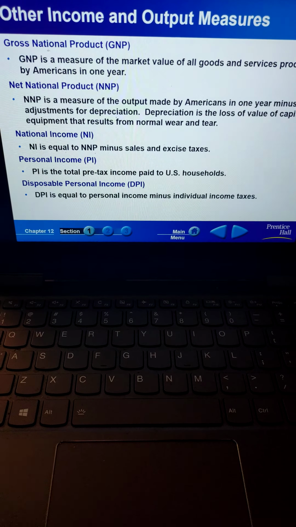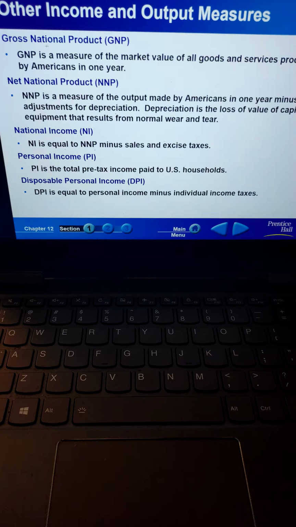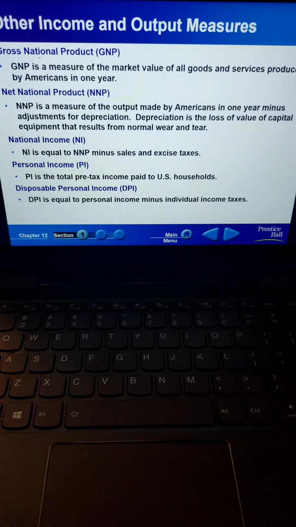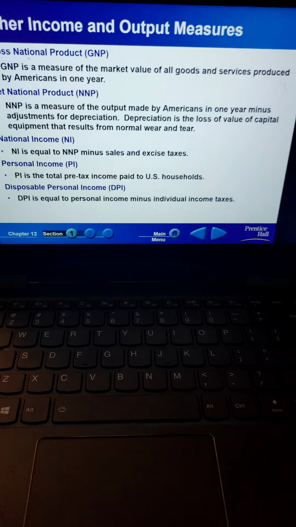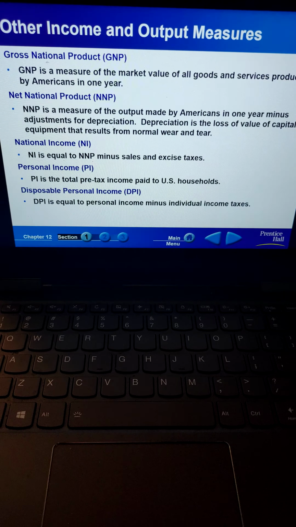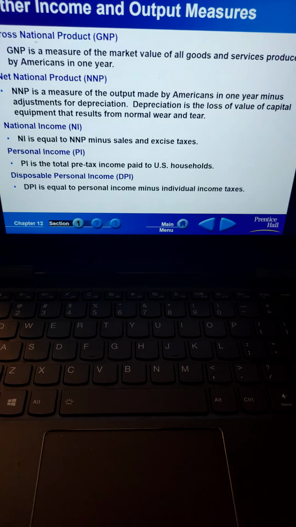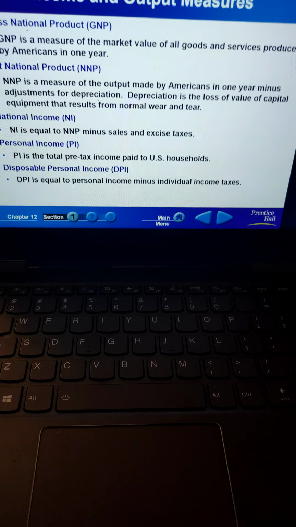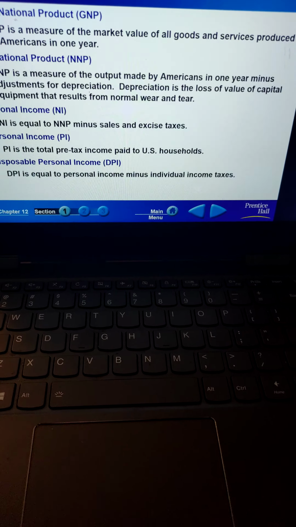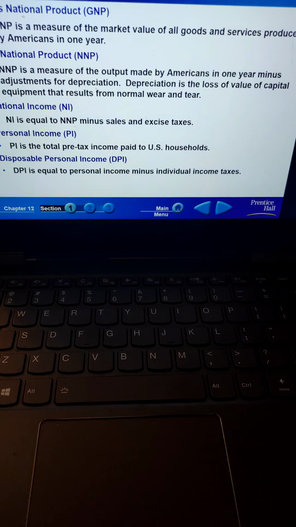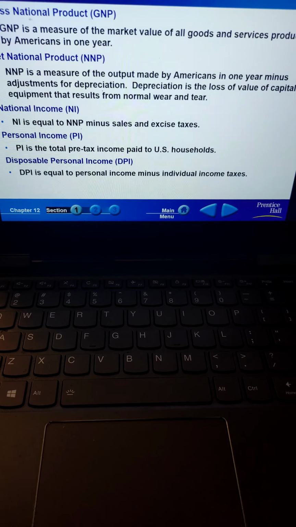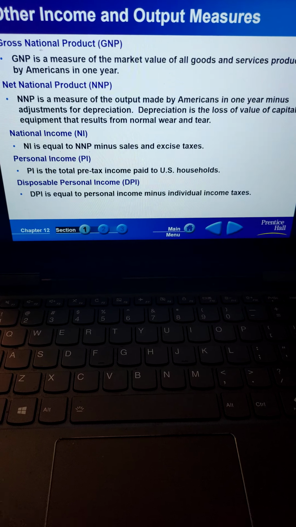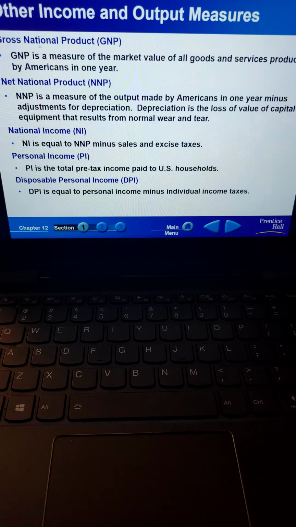Okay, and then we've got other income and output measures aside from GDP. So gross national product, that's a measure of the market value of all goods and services produced by Americans in 1 year. Net national product is a measure of the output by Americans in 1 year, but also subtracting adjustments for depreciation, which is the loss of value of capital equipment that results from normal wear and tear. So normally, for example, a factory replaces old machinery with newer ones to make up for that loss.